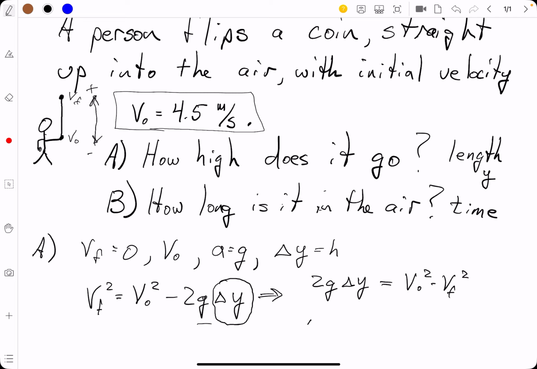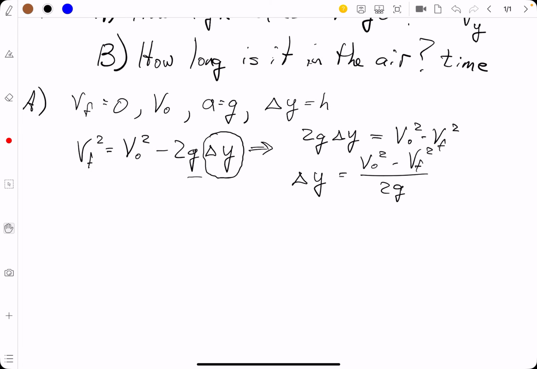And now I'm going to divide through by 2g. All right, hopefully that works for everyone. And that's the equation that we're going to be using. So I'm going to box it in. That's our equation. We know V naught. What was it? 4.5. Excuse me. So we also know V final is 0.